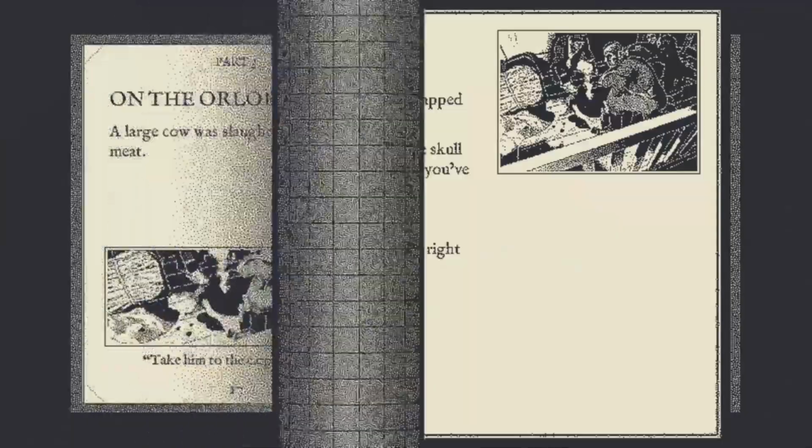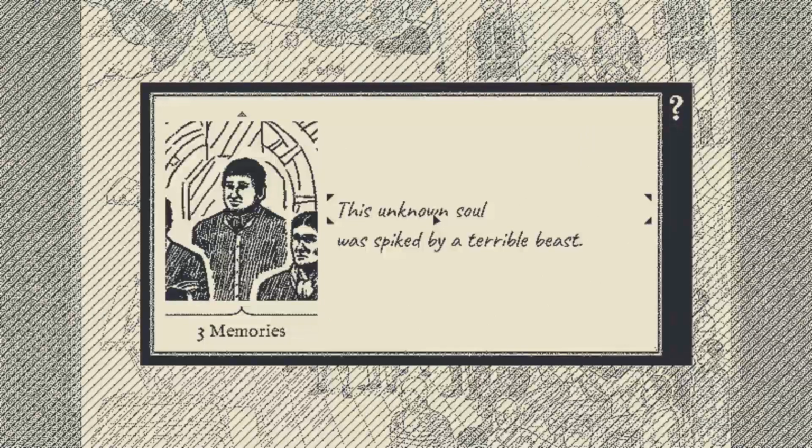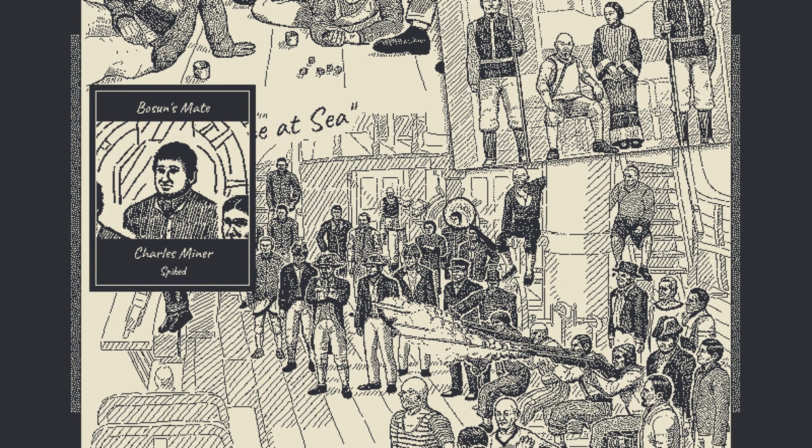Mind your shoes now. Okay, this has to be Charles Minor, and the reason is that they refer to him as Sir. There's no way they would refer to somebody who's the same rank as them as Sir. So I know, then, that this is Charles Minor, and he was spiked by a terrible beast.